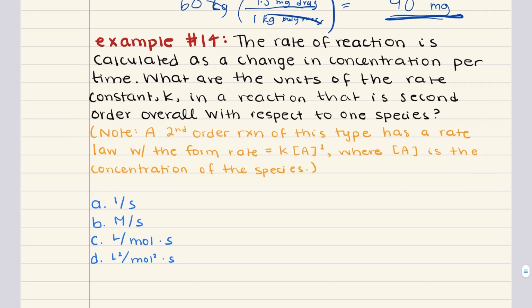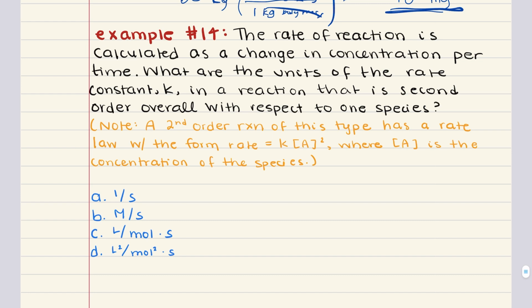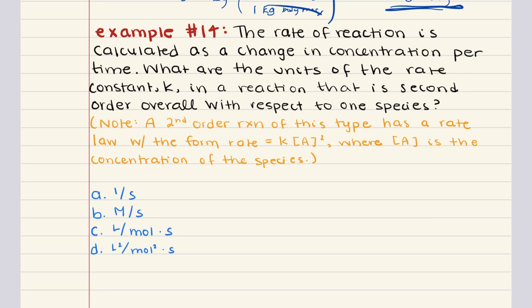Let's move on to problem 14. This problem says the rate of reaction is calculated as a change in concentration per time. What are the units of the rate constant K in a reaction that is second order overall with respect to one species? This problem wants us to analyze the rate law for a reaction that is second order overall with respect to one species. And we're given the general rate law for such a reaction.